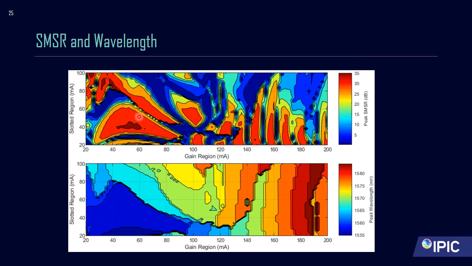As you can see, we get multiple regions where the side mode suppression ratio is 30 decibels or greater, so the laser is effectively single mode. However, down here, we can see that this single mode nature occurs at multiple different wavelengths, so the laser can also be described as tunable.